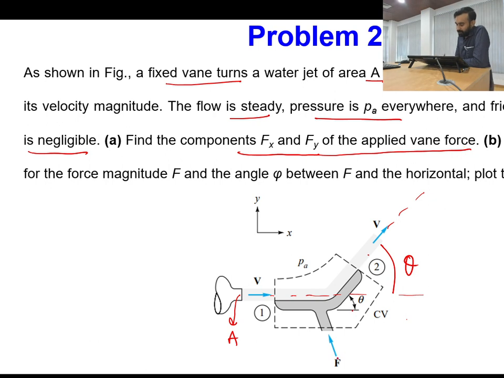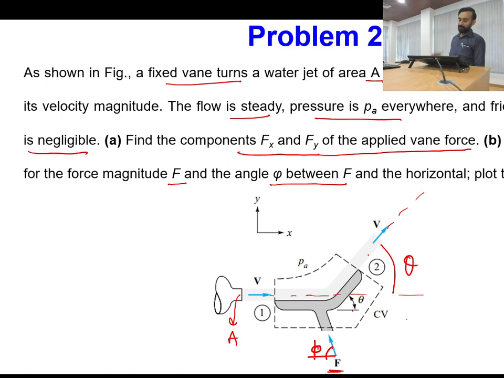So F, from here, if we are subjecting some force F on the vane, we have to find its components Fx and Fy, and we also have to find the expression for the force magnitude F and the angle phi between F and the horizontal. And we have to plot them as a function of theta. So phi is the angle made by this force with the horizontal.